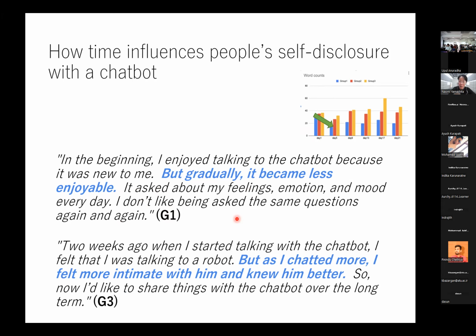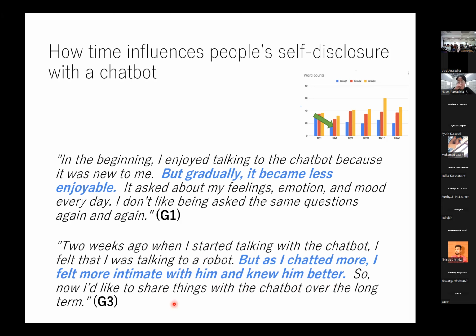But in contrast, the participants in the high disclosure group expressed high intimacy with the chatbot, as one mentioned, "Two weeks ago, when I started talking with the chatbot, I felt that I was talking to a robot. As I chatted more, I felt more intimate with him and knew him better. So now I'd like to share things with the chatbot over the long term."